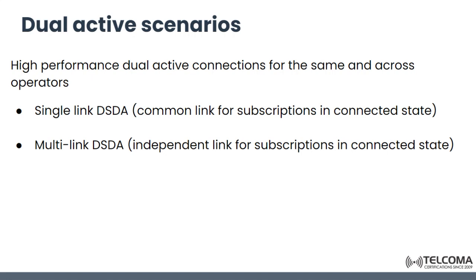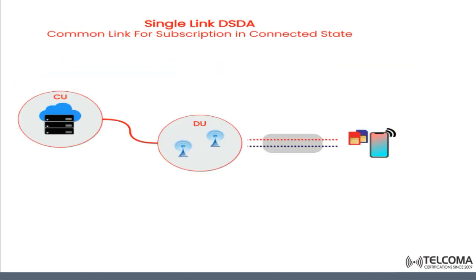The single link is basically a common link for subscriptions in the connected state, and multi-link DSDA is an independent link for subscriptions in the connected state. DSDA is dual SIM, dual active, and here the UE is capable of using two SIMs and two radios so that it can maintain two active voice calls simultaneously.